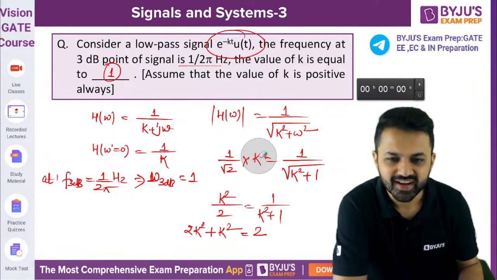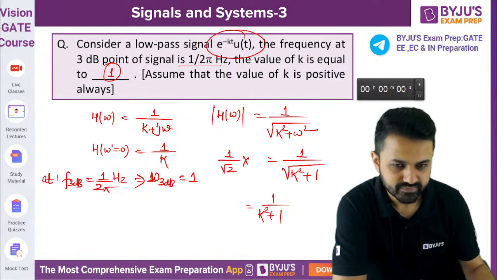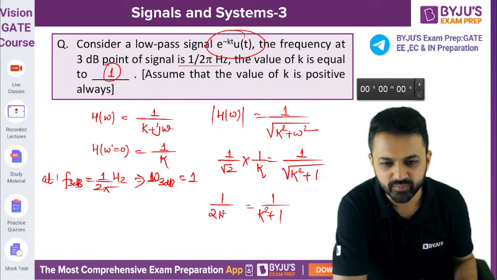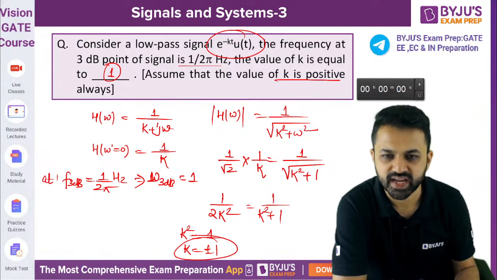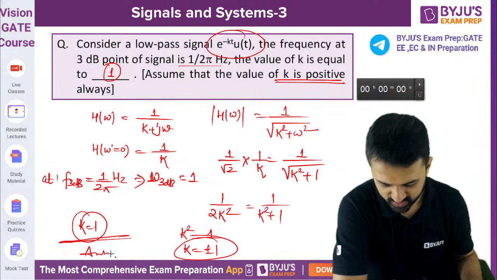Sorry, I thought what is happening, that k square is coming again and again. 1 upon k. So when I square it, we will get 1 upon 2k square. So it is k square is equal to 1. So k is equal to plus minus 1. But it is saying that k is always positive. So we will take the positive value of k. So our answer is k equal to 1.